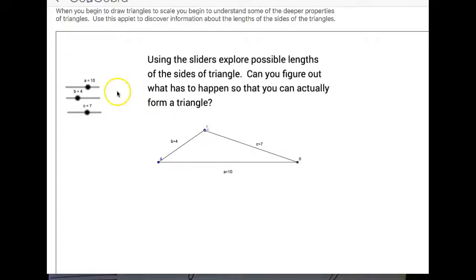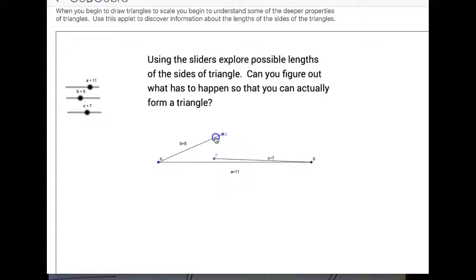Okay, so what happens if I drag this out to 11 now? And so now look, side A is 11. It's not going to work anymore because this is 4, this is 7, and when I drop them down, it's going to collapse back in on itself, and it's just going to be 11 and 11 on top of each other, right?